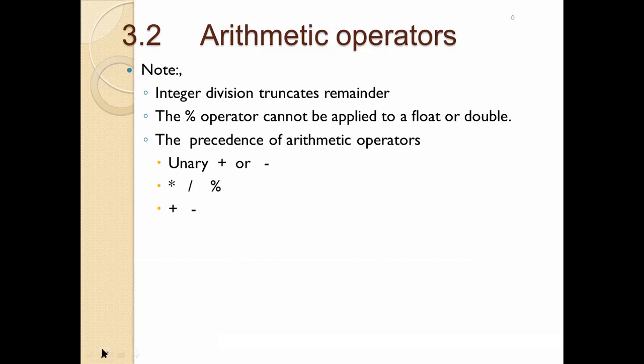When will you get the integer value? Let's see. The percentage operator cannot be applied on a float or a double value, and the precedence of the arithmetic operators is like this. So let's see, what do we mean by integer division? Say for example, if I write 2 divided by 2, here 2 divided by 2 will give you the quotient, that is 1.